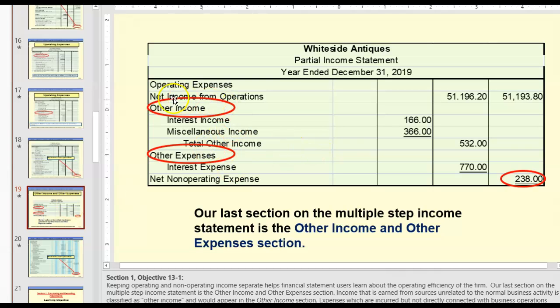Okay, then you're always going to have this other income section under net income, because you're going to get income from interest, like from notes payable, or maybe some miscellaneous income from some other work on the side that doesn't classify as selling anything. Then you also have other expenses. So those are always to be taken into account on a multi-step income statement as well.